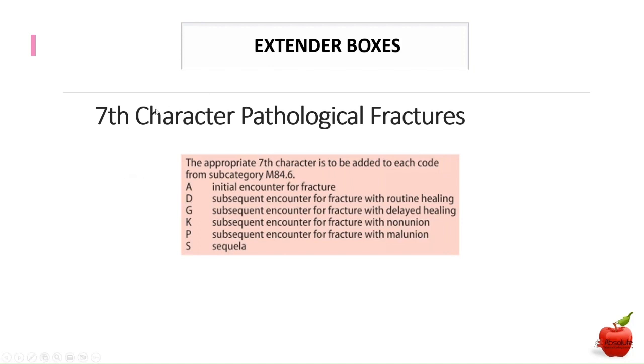For our extender boxes, 7 character pathological fractures, if there is a non-union, that means that it didn't heal. It didn't unite. If there is a bad heal, meaning that the bones were trying to heal, but it's a malunion, meaning that it's off. It's healing, but it's not a very good heal, then it's a malunion. So you think about non, didn't heal. Mal, it's bad. It's not a very good union of the bones.